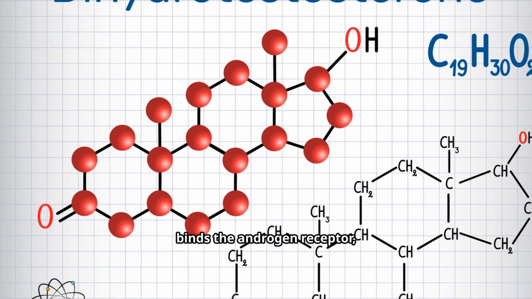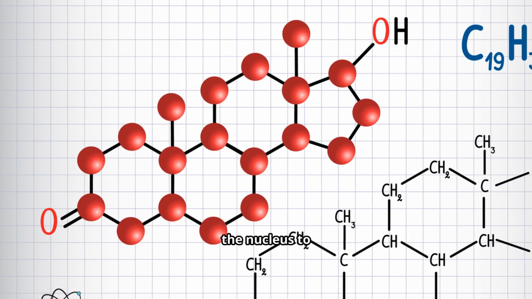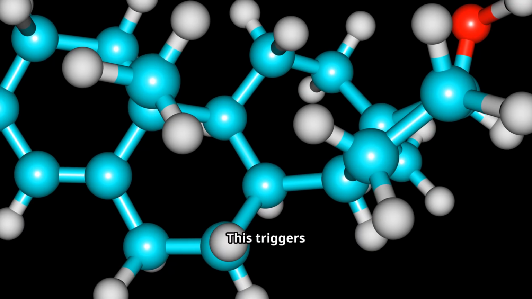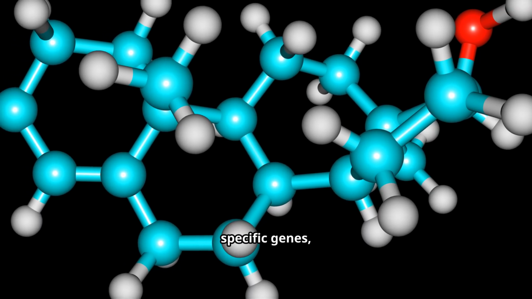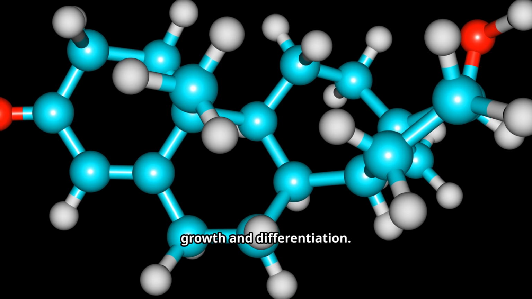Testosterone or DHT binds the androgen receptor, and the receptor complex moves into the nucleus to regulate gene transcription. This triggers transcription of specific genes, increasing protein synthesis, and promoting cellular growth and differentiation.